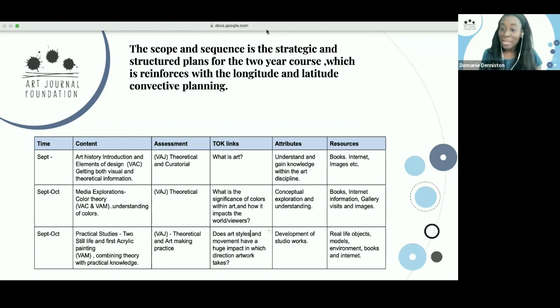But again, it depends on the kids you have, the facilities you have, the time that you have. All of those things play within your classroom context, and it does affect our planning as we go along.